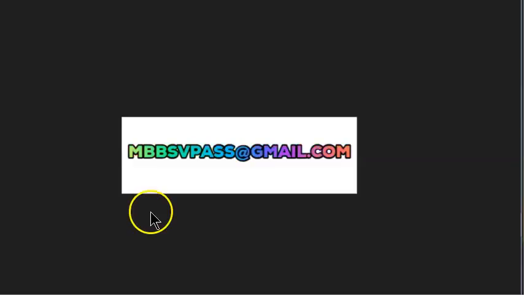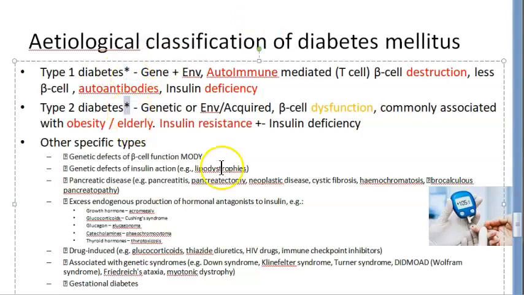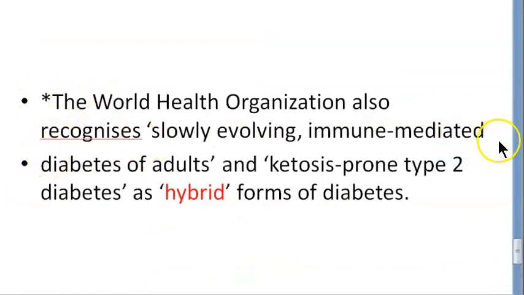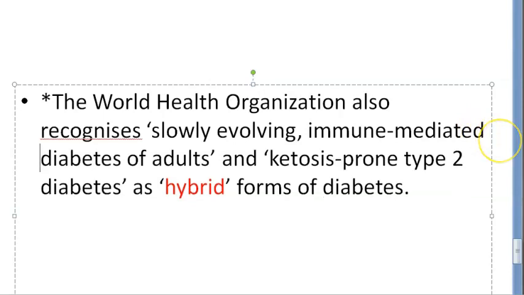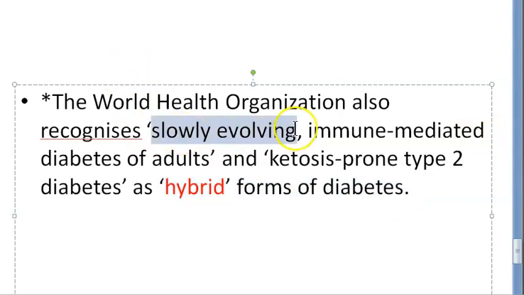Very good. Did you notice there's one star there, people? Here, after type 1 and type 2. So there is some blend of both also that they are writing here. I will show you that. The star means the WHO recognizes there is some hybrid form of diabetes. Okay. Slowly evolving immune mediated diabetes of adults.